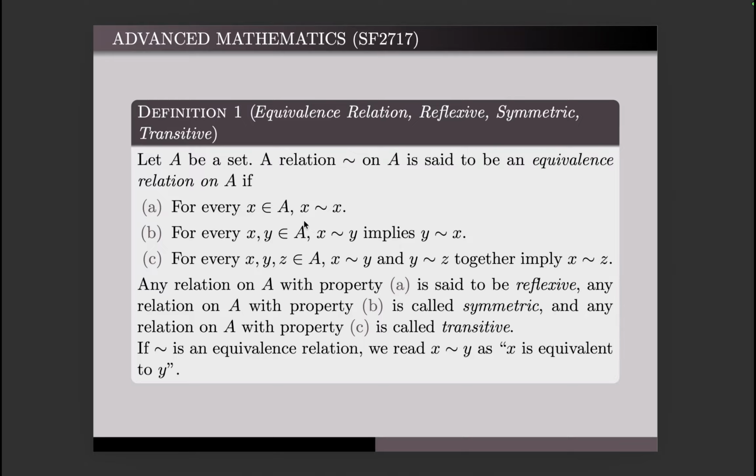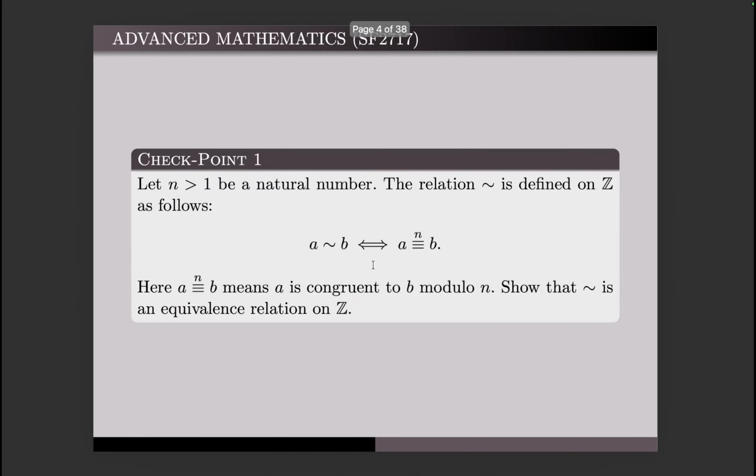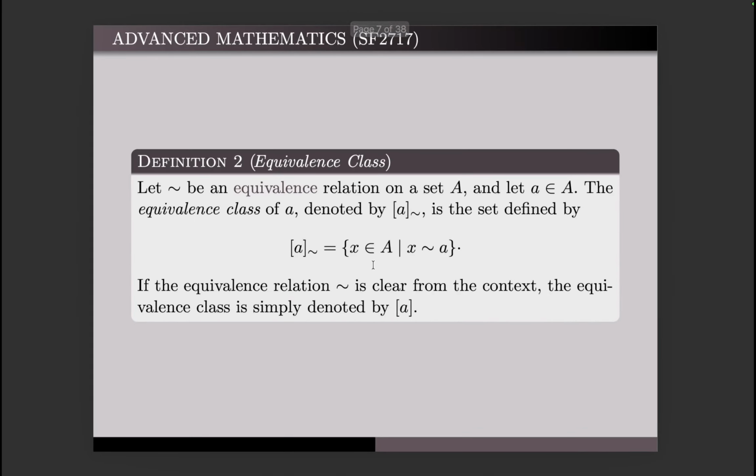The first one is reflexive, meaning that every element is in relation with itself. It is symmetric, meaning that if x is related to y, y is also related to x. And lastly, it is transitive, meaning that if x is related to y and y is related to z, then x is related to z as well. That was the definition of an equivalence relation, and we had some examples last time, but we want now to define what we called equivalence class.